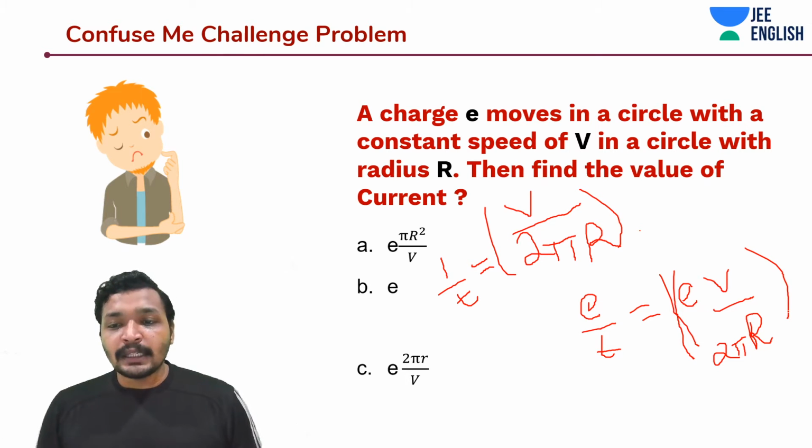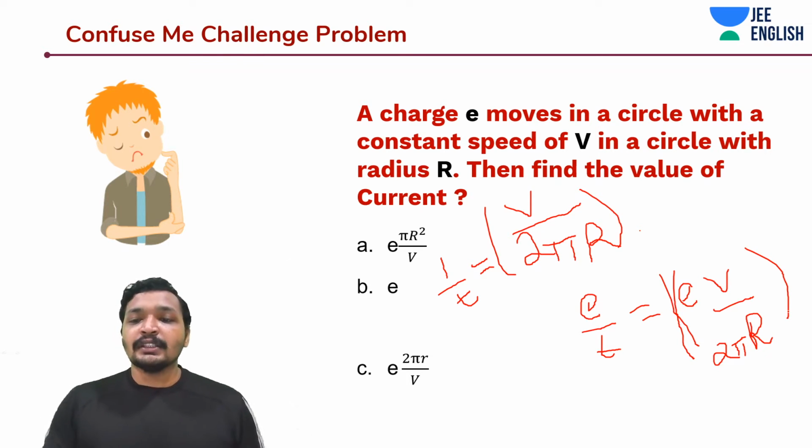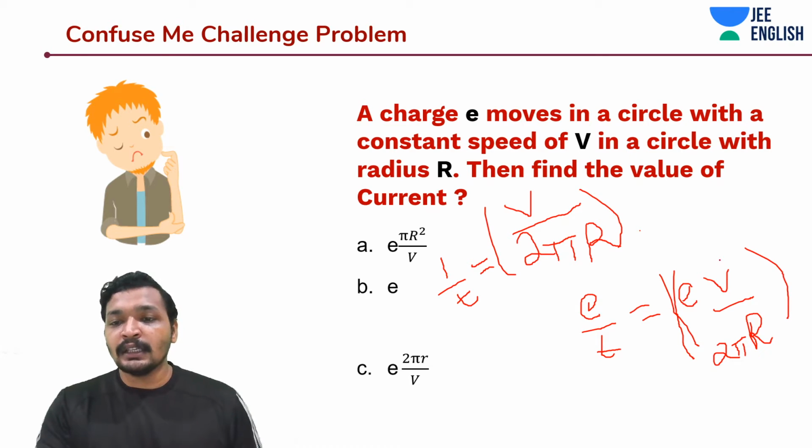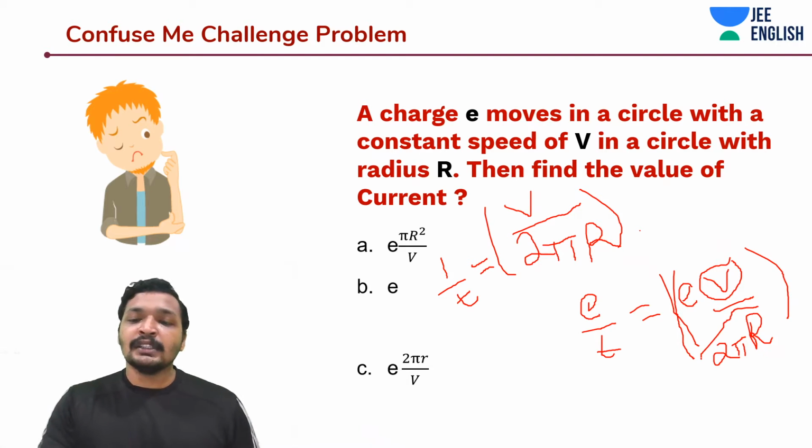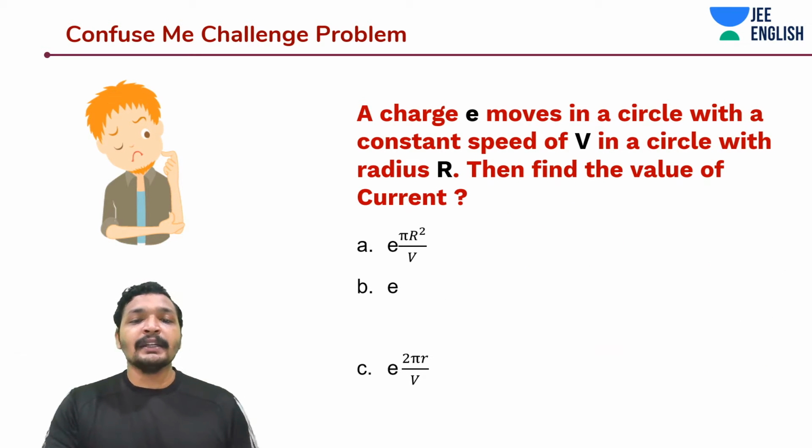And it would be E by T, E into V, where V is the speed in that circle to complete that entire loop. And 2 pi r is the circumference of that circle. So it would be E by 2 pi r into V should be the answer. Okay guys, you got this concept, right?